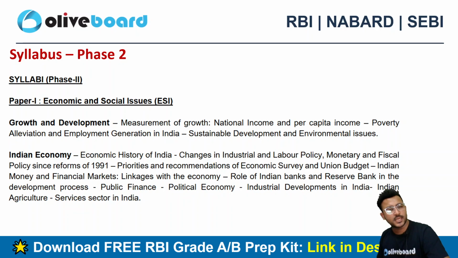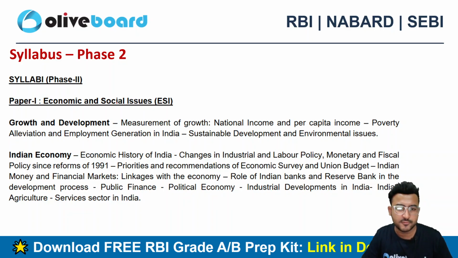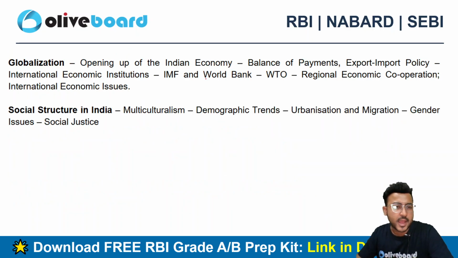Coming to the phase 2 syllabus, we are first having ESI paper 1, economic and social issue. Here you need to learn about the growth and development, like what is the status of India in different aspects, the overview of Indian economy, and globalization and social structure in India. So this is a broad syllabus of your ESI.